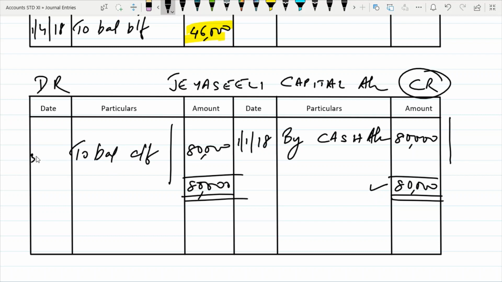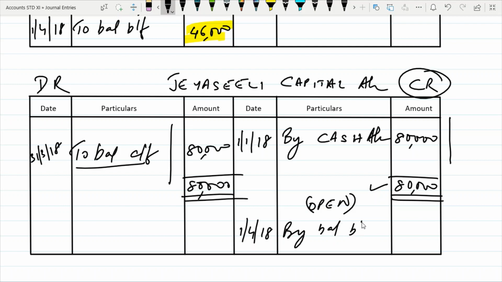Again, we shall put the same date, 31st March 18. So this is the closing, right? So this closing will come as the opening balance. So on 1st of April 18, by balance brought forward 80,000. So this is the way you're going to do your balancing of your ledgers. So if again, if anyone asks you, Jaisali capital account, is it having a debit balance or a credit balance? In this case, it is having a credit balance of 80,000 rupees.